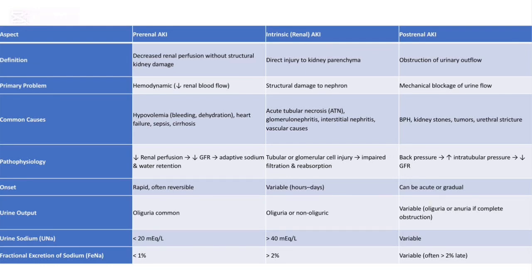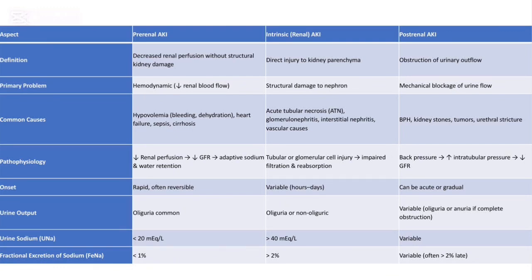Postrenal AKI arises from obstruction of urinary outflow, which may occur anywhere from the renal pelvis to the urethra. The primary issue is not blood flow or intrinsic damage initially, but rather back pressure that interferes with filtration.